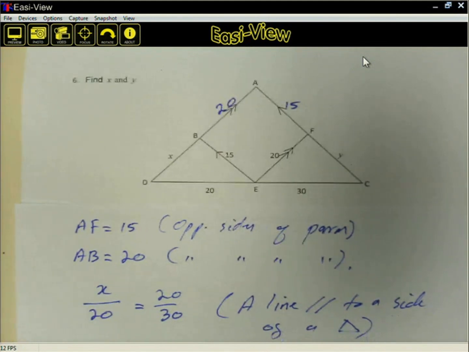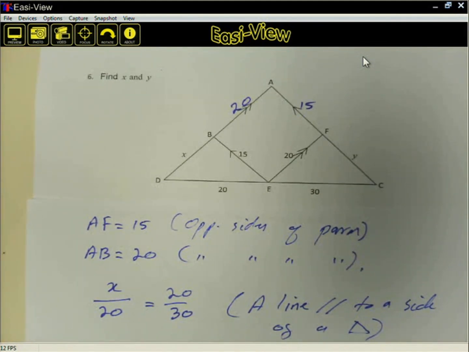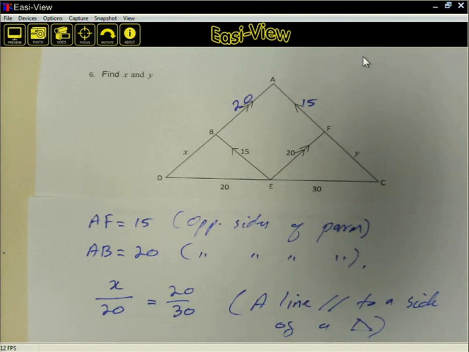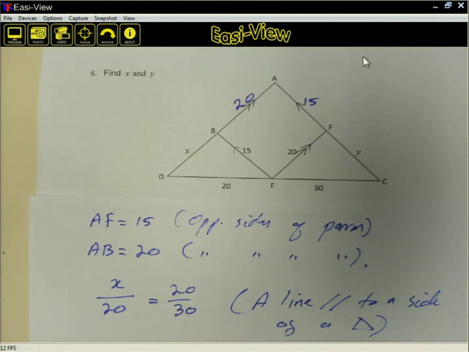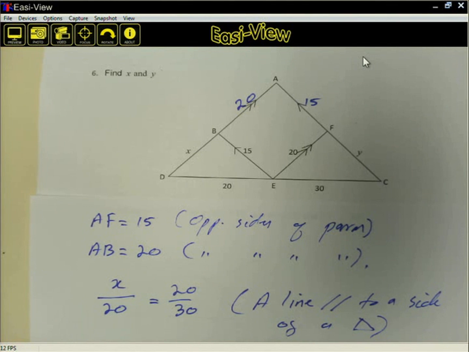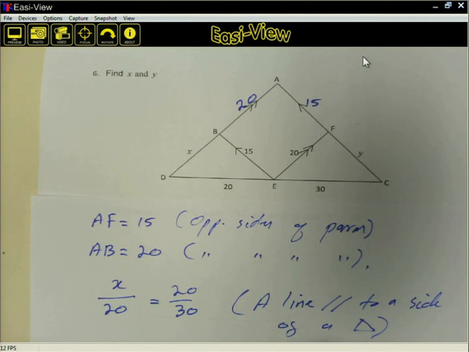A line parallel to a side of a triangle. We know that a line parallel to a side of a triangle cuts the other two sides so as to divide them in the same proportion. So let's solve for x. For us to be left with x, we multiply by 20 on both sides. If you multiply by 20 here, you are left with x. You multiply by 20 here, then you get 20 over 30 multiplied by 20.